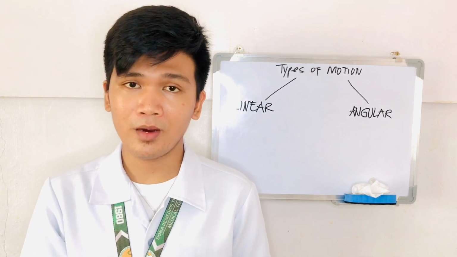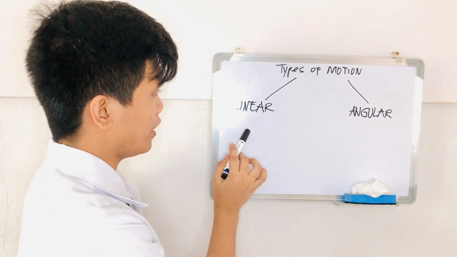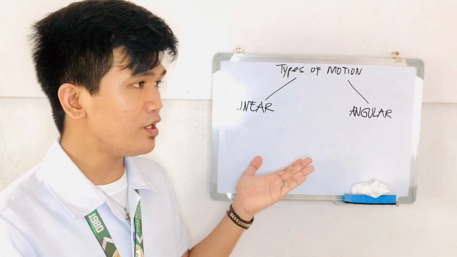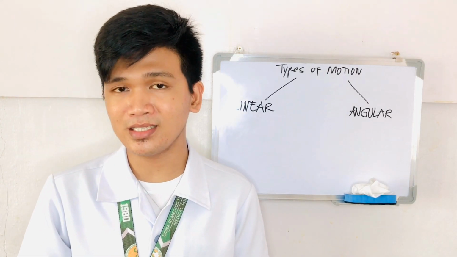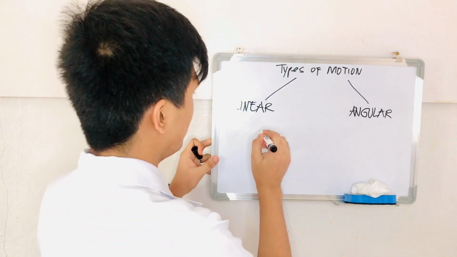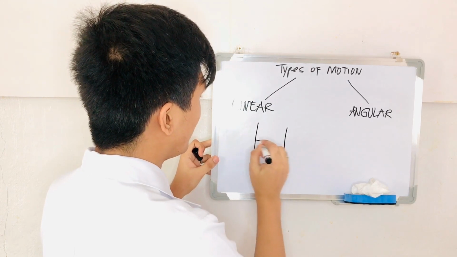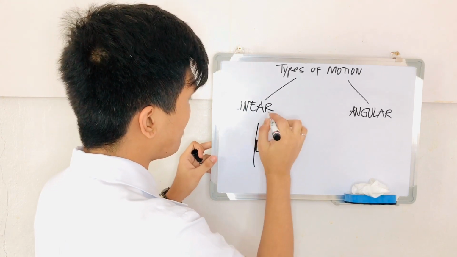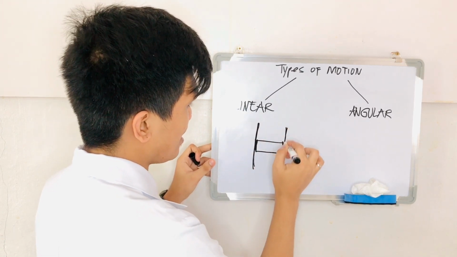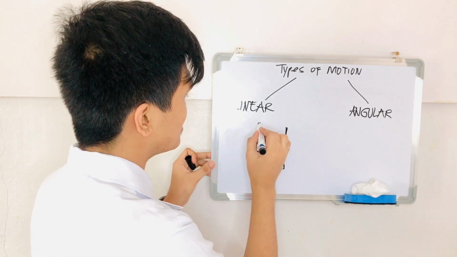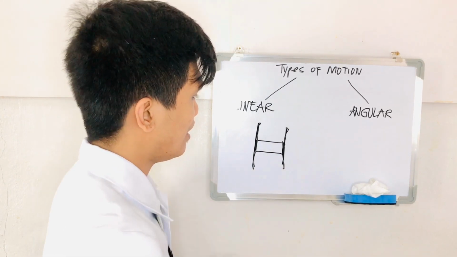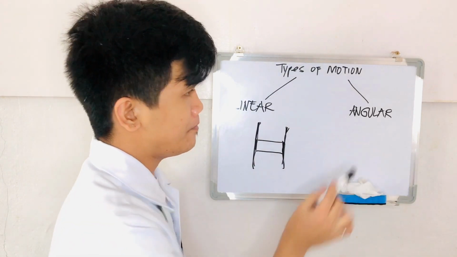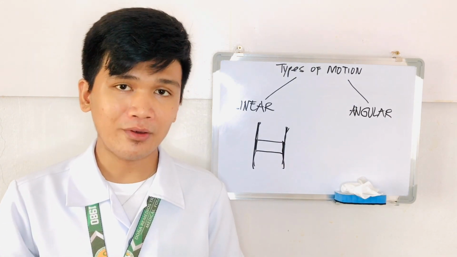And we will start with linear motion. This type of motion is parallel to an axis. Or in simpler terms, linear motion is a motion that is in the same direction. For example, we have an elevator going up and down within the elevator shaft. So it follows the axis of the elevator shaft. On the other hand, the angular motion happens in a circle around an axis.